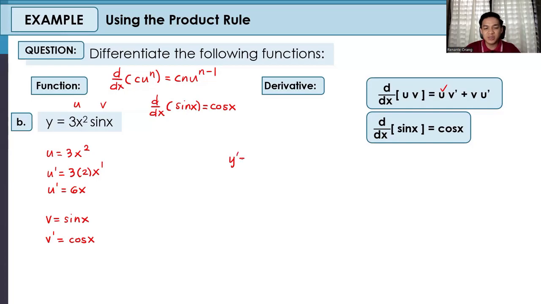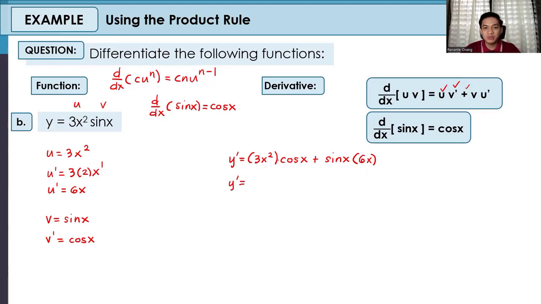We have y prime, which is the derivative of our y, is equivalent to ang ating u, which is 3x squared. Copy-paste natin. Tapos, v prime natin class is cosine of x, plus, so lagyan natin ng plus. V po natin is sine x multiplied by our u prime, which is 6x. So, tapos na tayo in differentiating.